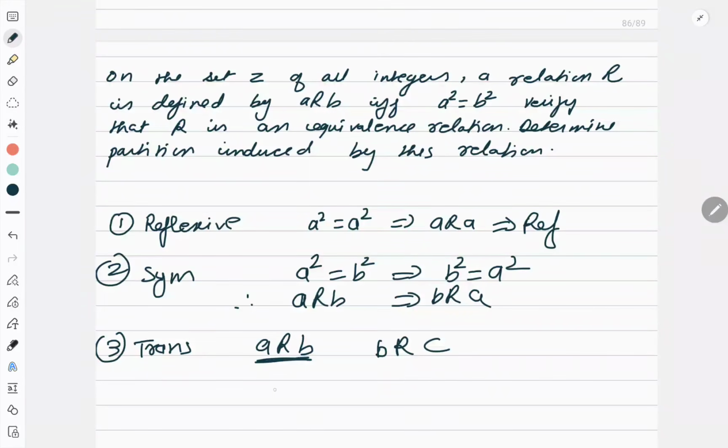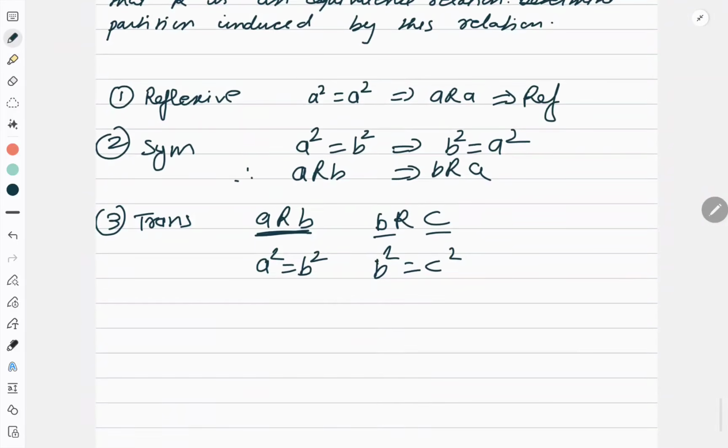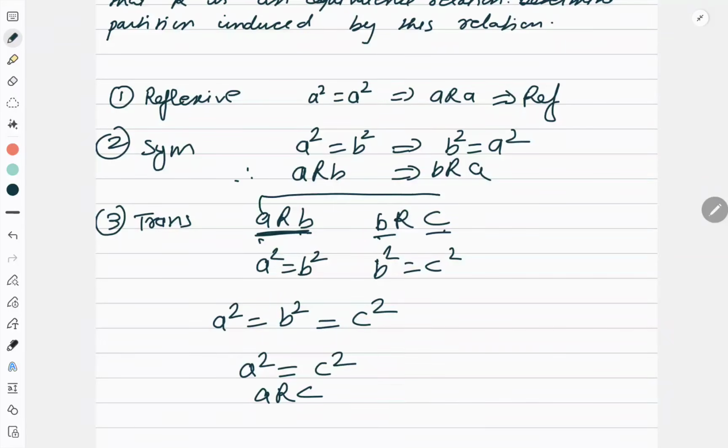If a is R related to b, it means what? a square is equal to b square as per the definition. If b is R related to c, it means what? b square is equal to c square. Now from these two, what can I write? a square is equal to b square, but b square is equal to c square. So a square is equal to c square, which means a is R related to c. So which is the transitivity? If a is R related to b and b is R related to c, I got a is R related to c. So it is an equivalence relation for sure.